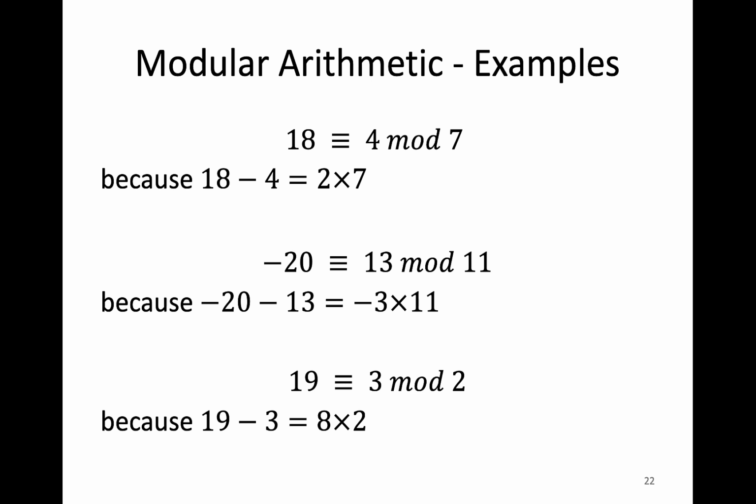So you see here in these three examples, I'm having a 7-hour clock. So 18 and 4 will be at the same position of the clock. Here I have a clock with 11 hours. So negative 20 and 13 will be at the same position. And here I have a clock with 2 hours only. Then the 19 o'clock and the 3 o'clock is the same thing.